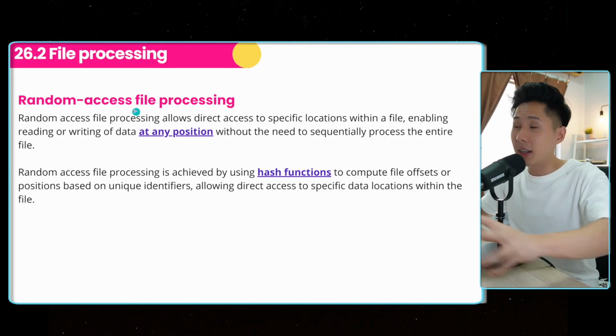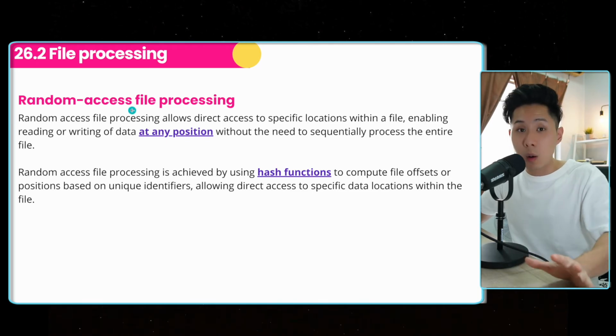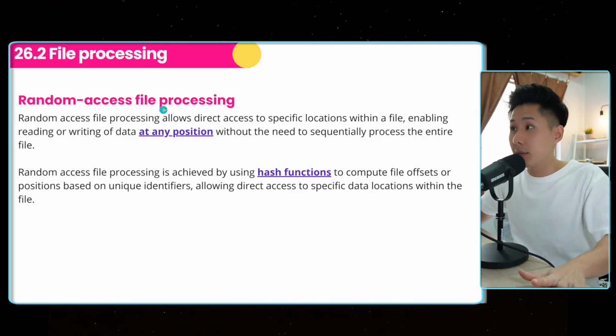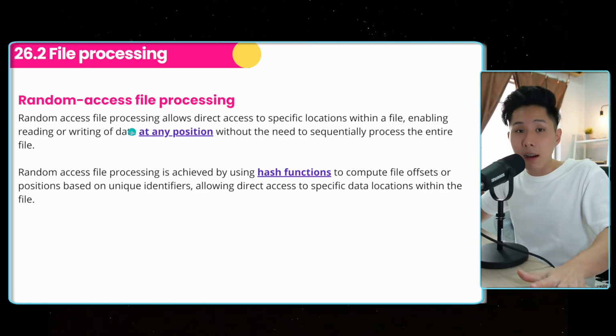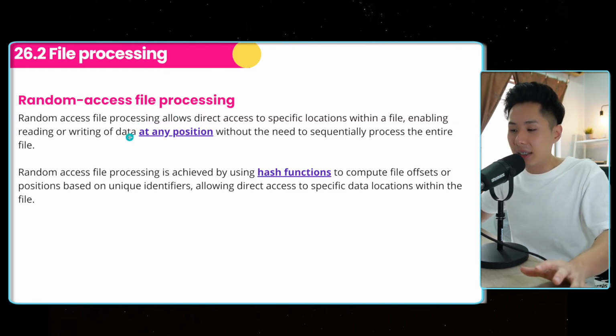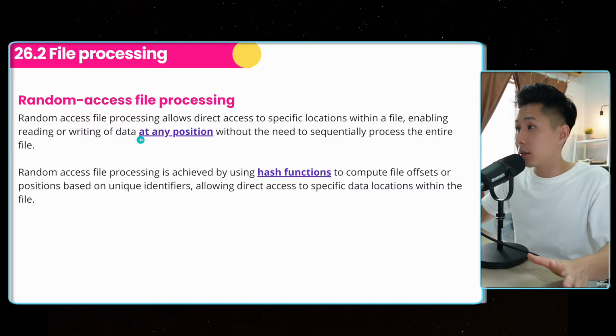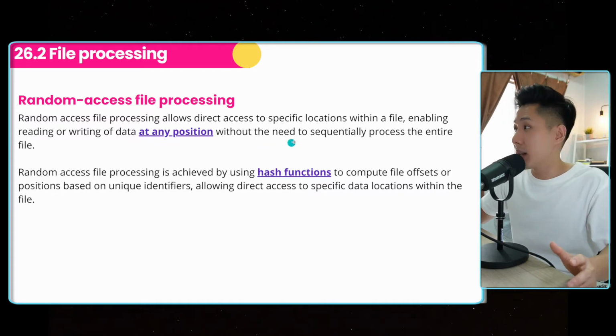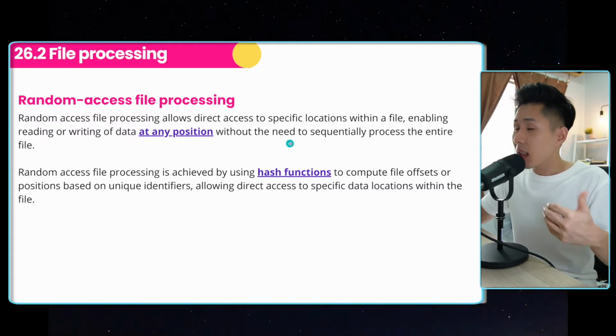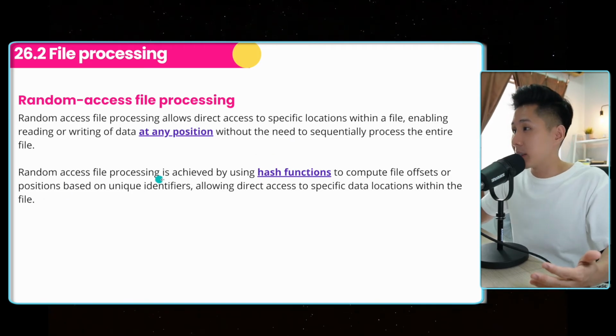Let's look into another way to store records in a binary file: random access file processing. A random access file works somewhat like a hash table. It allows direct access to a specific location within a file, enabling reading or writing of data at any position based on the file content. Random access file processing is achieved by using a hash function to compute the file offset or position based on unique identifiers, allowing direct access to a specific data location.